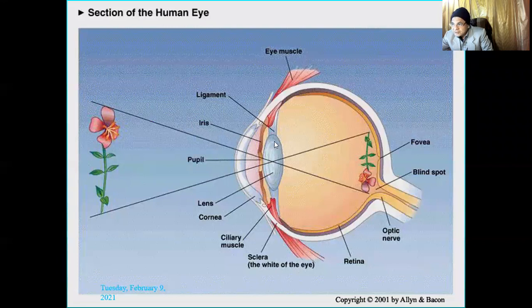And this part is the lens, which is adjustable through the ligaments. This is the iris and pupil, which allows light to flow. You see the cross section of the pupil. Sometimes it is called aperture, but here it is said pupil.